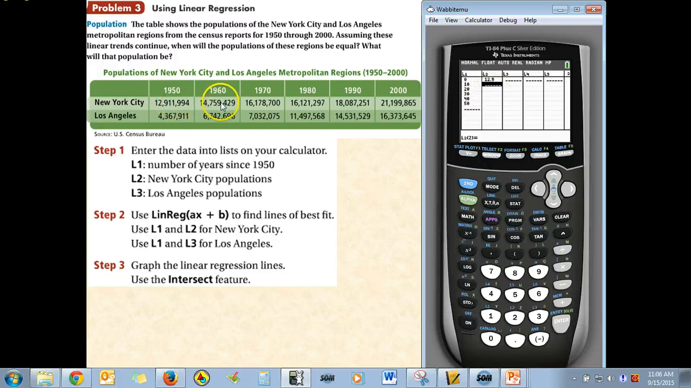Okay, so in 1960 it was 14.8 million. In 1970, 16.2 million. In 1980, 16.1 million. 1990, 18.1 million. And in 2000, 21.2 million.